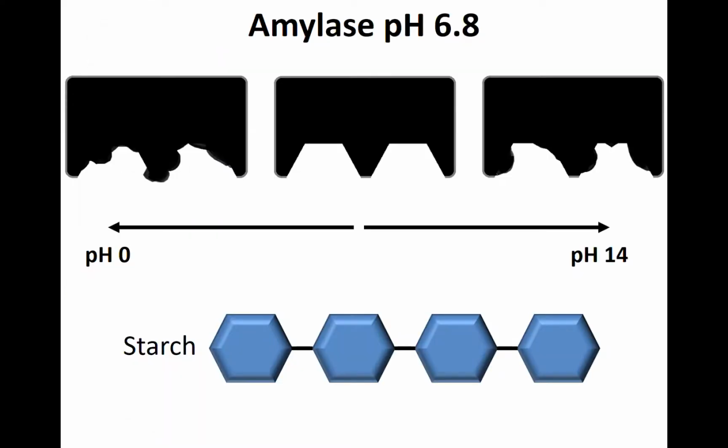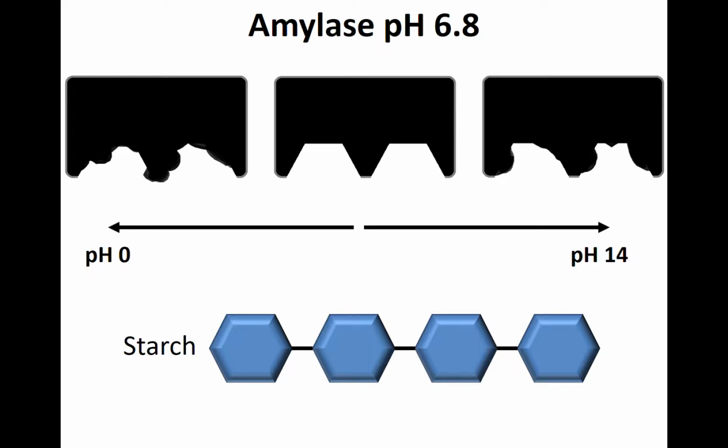So we'll take a look at amylase. Amylase has an optimum pH of 6.8. That means if it becomes too alkaline, going up to pH 14, the enzyme will change shape. Similarly, if it becomes too acid and goes down to pH 0, the enzyme will again change shape.